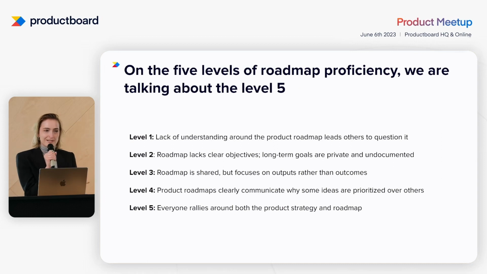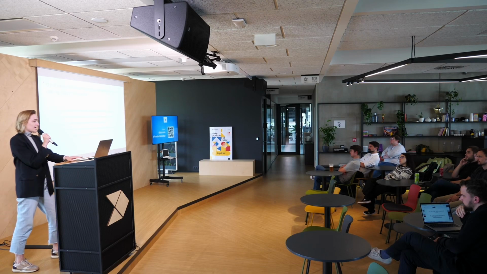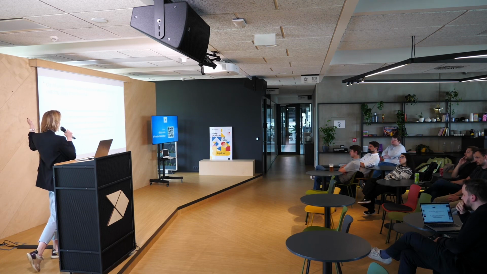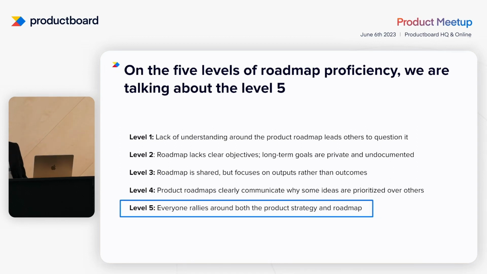Maybe to frame it a little bit more, you might have seen this Productboard framework about the different proficiency levels of roadmapping, from the very basic level 1, without any clear understanding of what's on the product roadmap, to level 5, where everyone rallies around both the product strategy and roadmap. We're going to be on level 5 today. So I'm going to help you get everyone rallied around the product strategy and your roadmap.